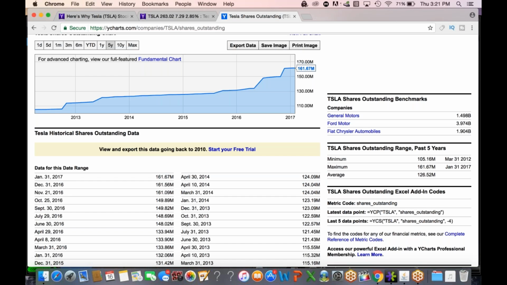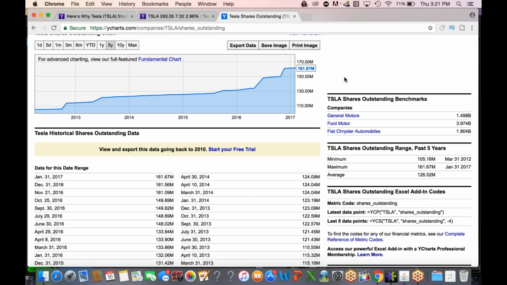So that was really interesting to see. And a lot of people didn't understand why. It is totally normal. And Tesla's a new company. They came out in like 2010. And here's a comparison. General Motors, Ford, and Fiat, they all have a couple billion shares outstanding. Tesla only has 161 million.